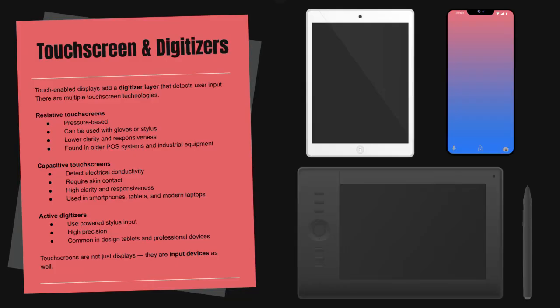You also have capacitive touchscreens, which detect electrical conductivity, which requires skin contact, with high clarity and responsiveness, and are usually used in smartphones, tablets, and modern laptops. Active digitizers use powered stylus input. They have high precision and are most common in design tablets and professional devices. Now, touchscreens are not just displays, they are input devices as well.